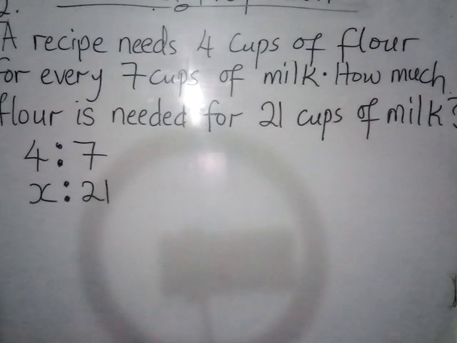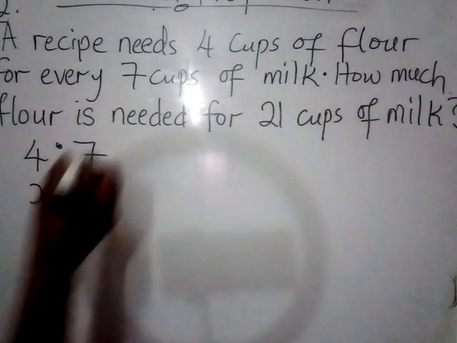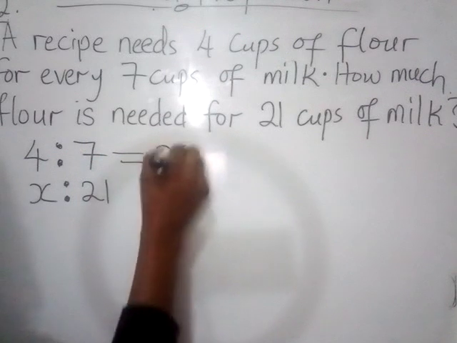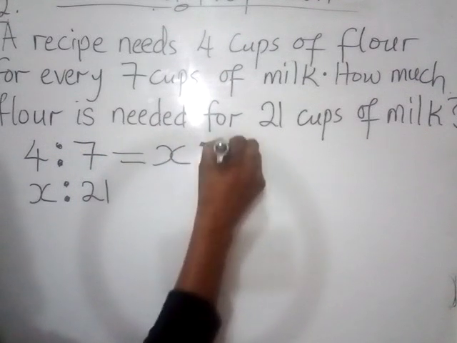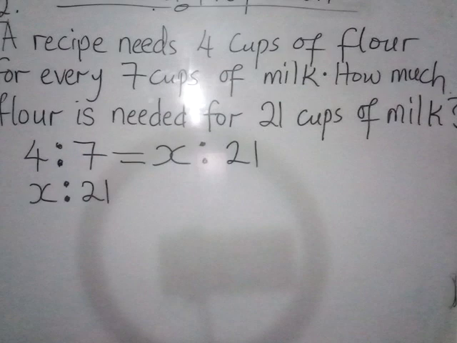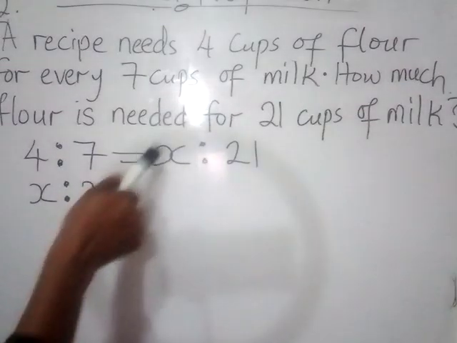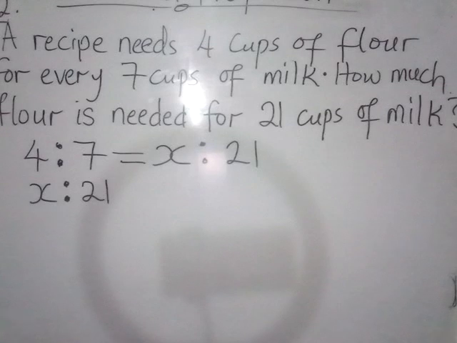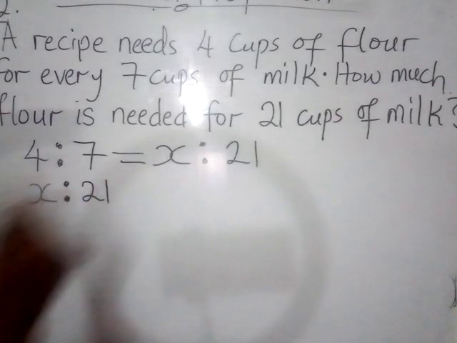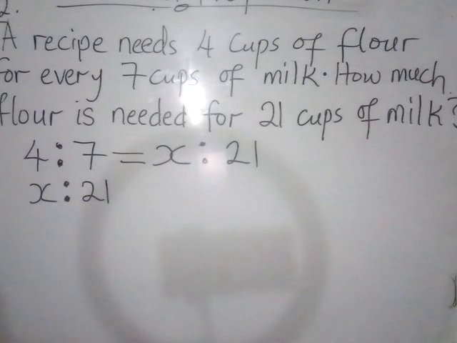So this is how we represent our proportion problem, or you can do it this way, x to 21. It's the same thing. Ratio 4 to 7 is the same as ratio x to 21. You can represent it that way. But mind you, we are looking for x.